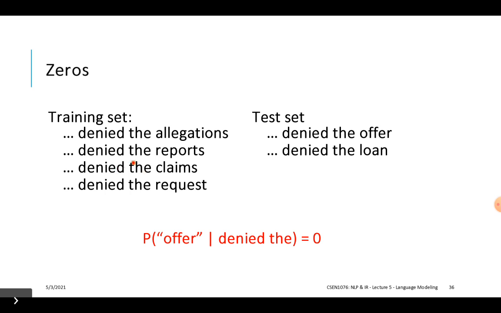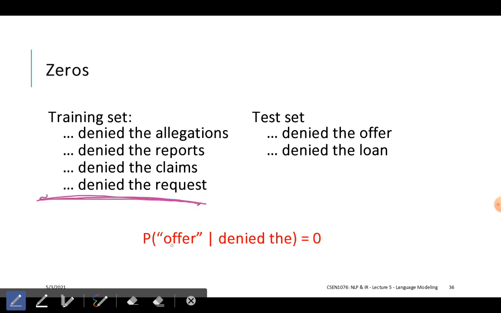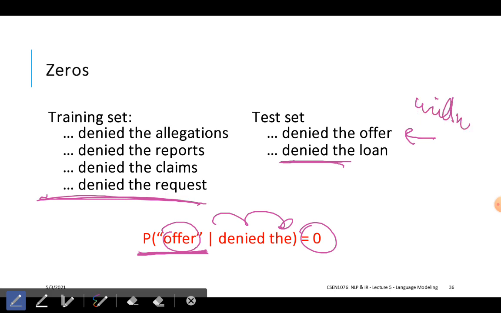So in the training set, you can have "deny the allegations", "deny the reports", and so on. But in the testing set, you can have "denied the", but with other words like "offer" and "loan" that do not appear in the training set. The problem is if you use the language model the same way that we have set it for the training set, you will have a count of "offer" given "denied the" that is equal to 0. Henceforth, you will never be able to choose the word "offer" after "denied the", and the sentence will never be generated.